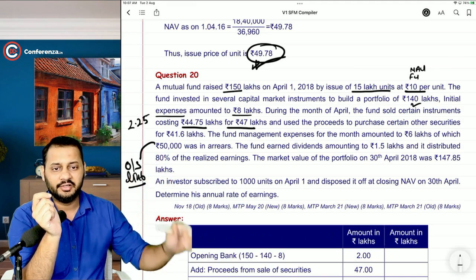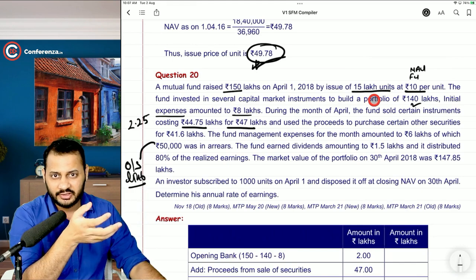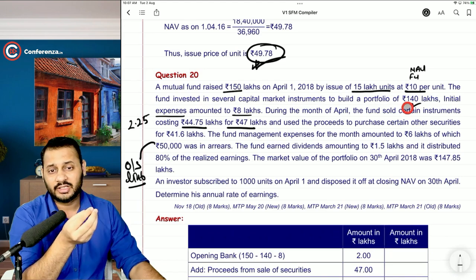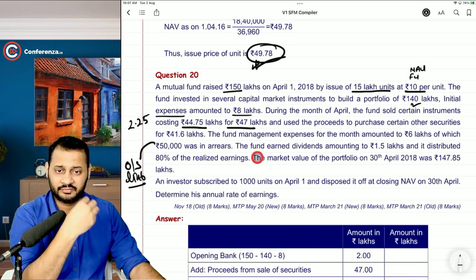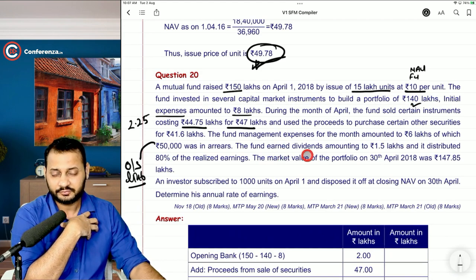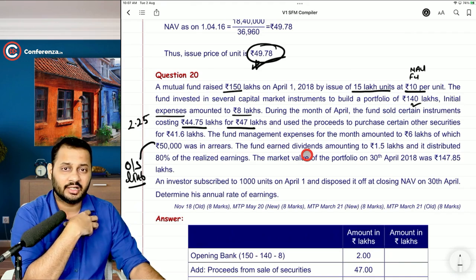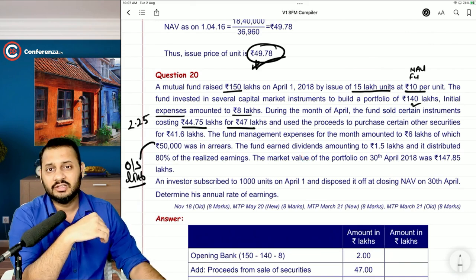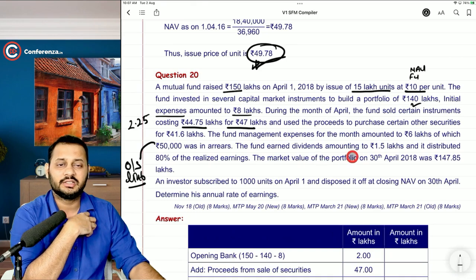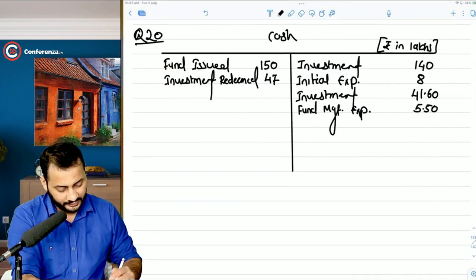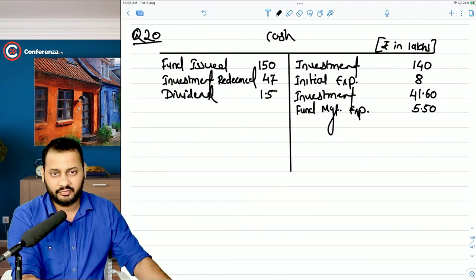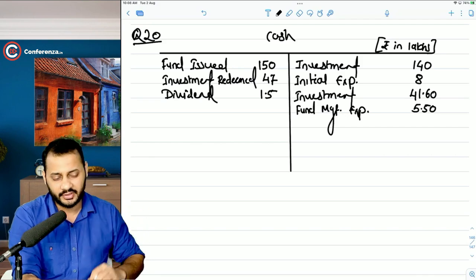The fund earned dividends. See, we have invested in the market in the equities. We are the mutual fund. We have put money in the equity so those companies have paid us the dividend. The fund, meaning the mutual fund, earned dividends. They are not talking about the investors who have invested in our mutual fund. We are talking about the companies in which we have invested. They have given us the dividend. So the fund earned dividends amounting to 1.5 lakhs. We will write it down: we have received 1.5 lakhs as an income, so cash account debit to dividend account.